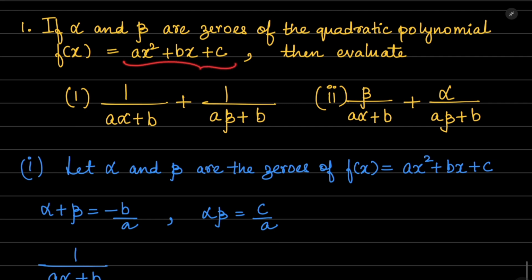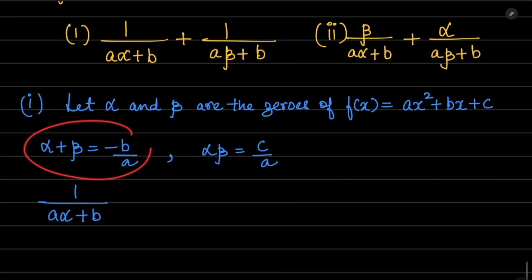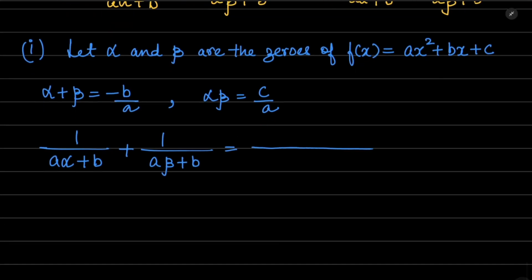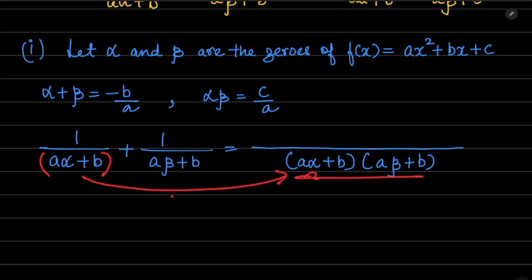Okay, so using this quadratic polynomial, first of all we have found the sum of the zeros and then the product of the zeros, and now we are evaluating or simplifying this. So 1 by (a alpha plus b) plus 1 whole divided by (a beta plus b) is the question. The very first thing is take the LCM. The LCM will be the product of the two terms, that is (a alpha plus b) multiplied by (a beta plus b). In the numerator, how will you write the LCM? So this term (a alpha plus b) multiplied by what will give you this entire product? So you have a beta plus b.